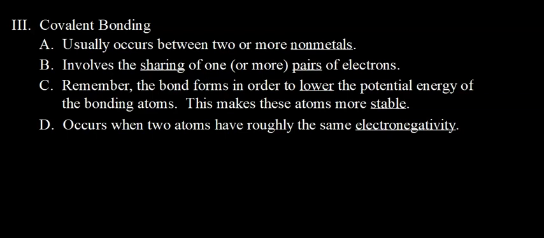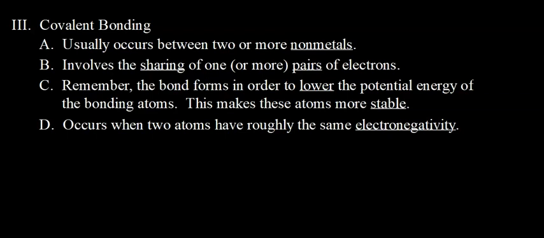Here's a key part for covalent bonding. Since one atom is not strong enough to rip the electrons off of another atom, the two atoms that are covalently bonded will share one or more pairs of electrons. So a shared pair of electrons is known as a covalent bond. Sometimes atoms share one pair of electrons. Sometimes, as we'll see later, atoms can share two pairs of electrons, and even sometimes atoms can share three pairs of electrons.